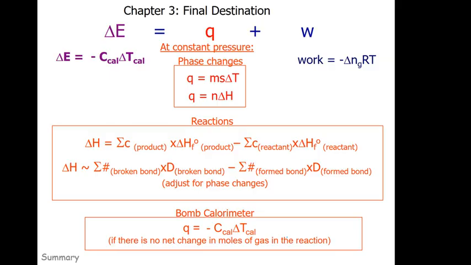Work only has one simple formula. Work is equal to minus delta n_g RT. And if we want the full energy of the reaction, we can either add heat plus work or use a bomb calorimeter and use the negative heat capacity of the calorimeter times the change in temperature. So I hope that helps you understand how these formulas all fit together.